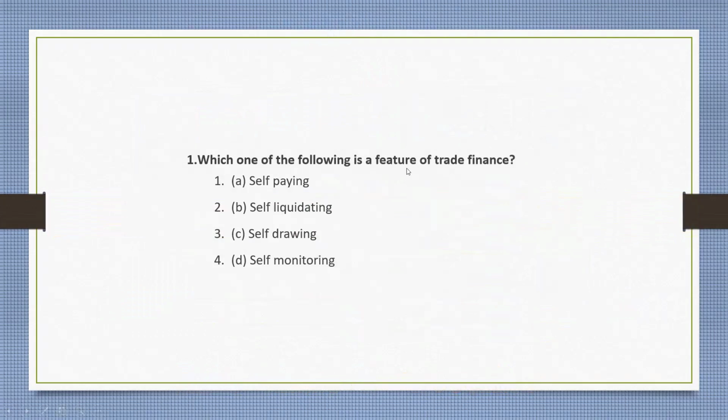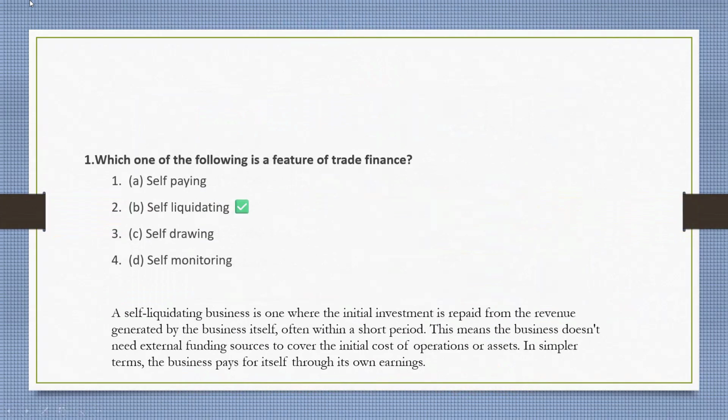Which one of the following is a feature of trade finance? Our options are self-paying, self-liquidating, self-drawing, self-monitoring. So let's see what is the correct answer. Correct answer is B, that is self-liquidating. So all the trade finance that banks are giving is self-liquidating. So what is self-liquidating?